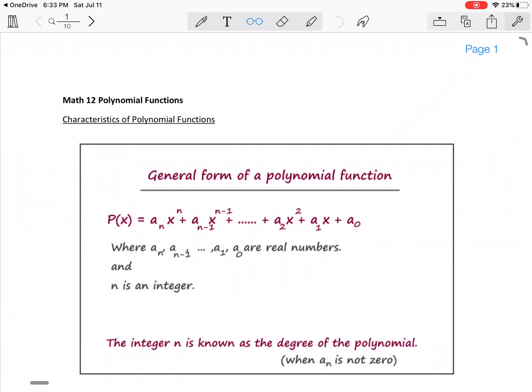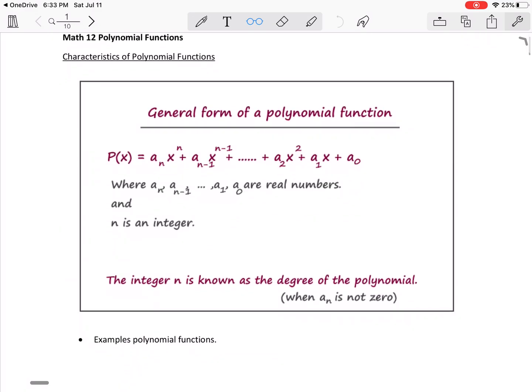Hi, Math 12. So what we'll do now is we'll begin our third unit. You should have the notes package for this. So this is looking at polynomial functions. So let's get into what the definition is.